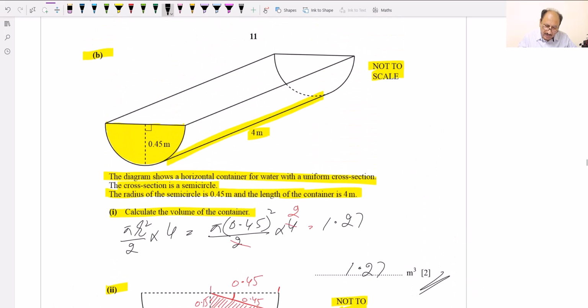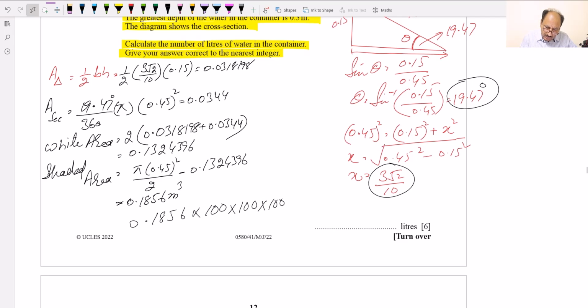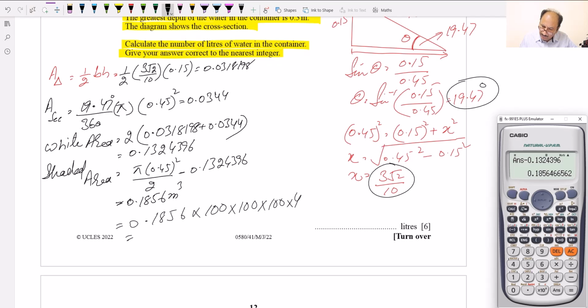Why we are multiplying it by 4? Because this length is 4, so this will be multiplied by 4, and the final answer will be what? Final answer, this one multiply by 100, multiply by 100 and multiply by 100 and multiply by 4 will be equal to 742586.